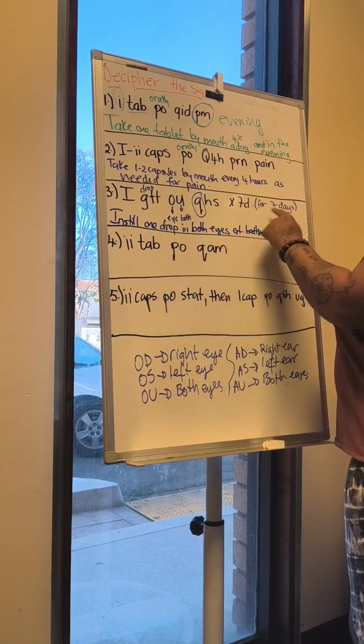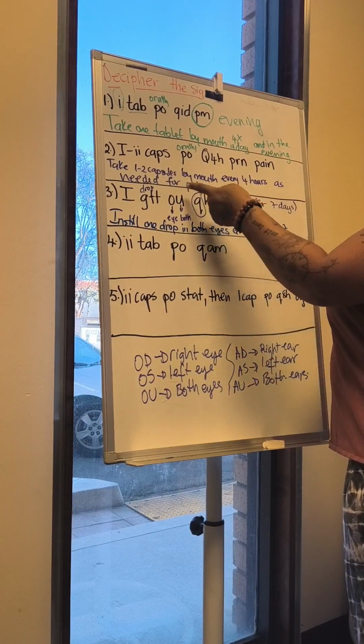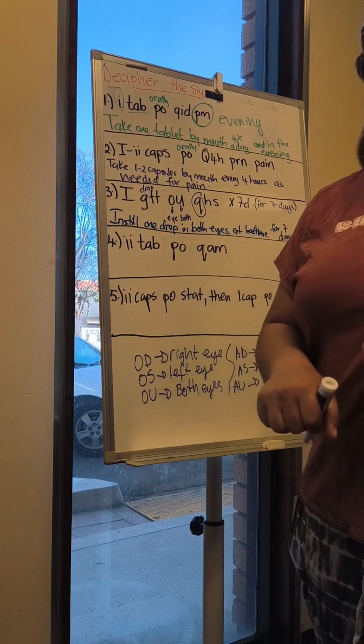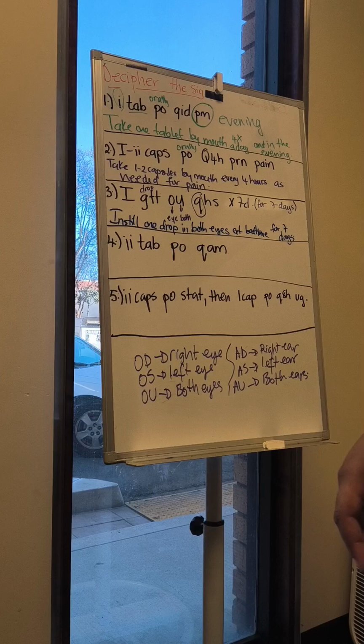Some prescriptions say for infection. Some prescriptions say for pain, just like here. But this one says for 7 days. So you know that after 7 days, this person, as the patient, you know that you need to stop taking that. Next, we're going to do the next one. This is getting easier, I'm hoping.